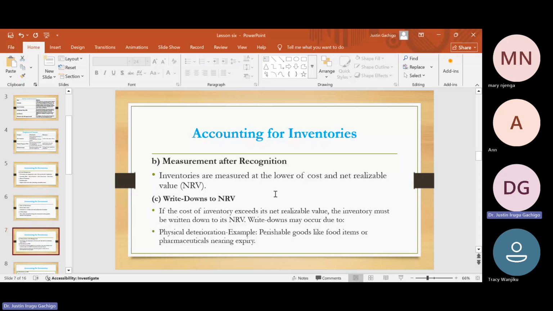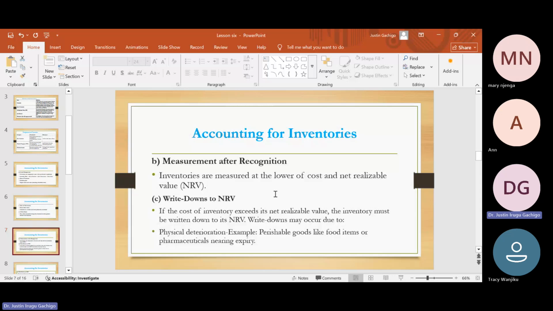If, for example, you're talking about perishable goods, you brought some cabbages, or maybe mangoes, from Embu to Nairobi, but for some reason there are some challenges on the road, and you find that the mangoes are arriving in Nairobi not fresh. If they are fresh, the cost is different. And if now they have taken some time on the road, the cost is different. Or we have some medicine which is nearing expiry.